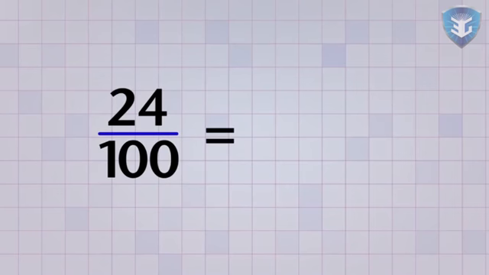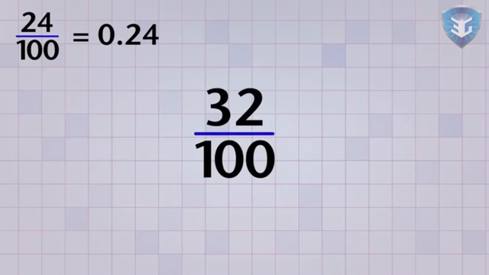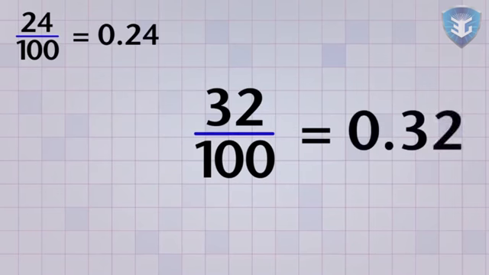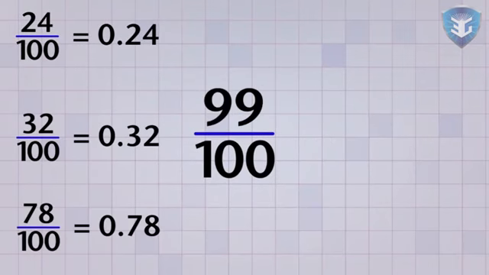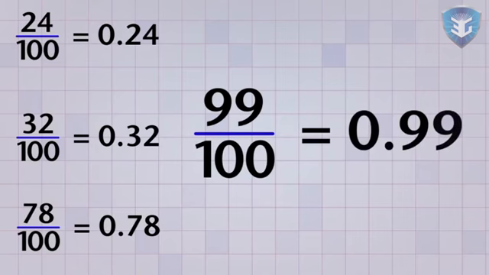24 over 100 would be 0.24. 32 over 100 would be 0.32. 78 over 100 would be 0.78. And 99 over 100 would be 0.99.